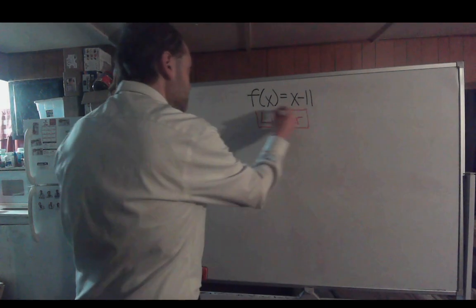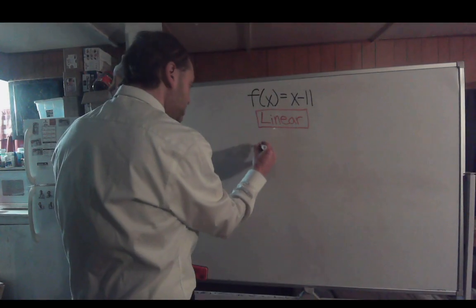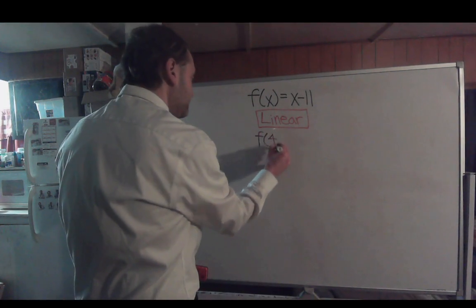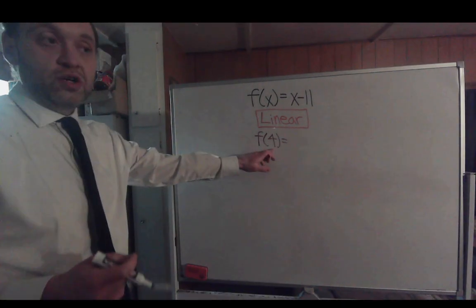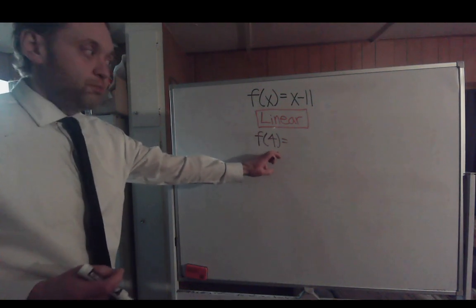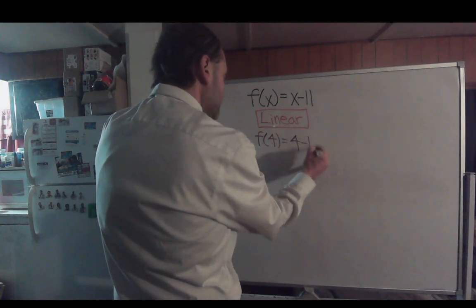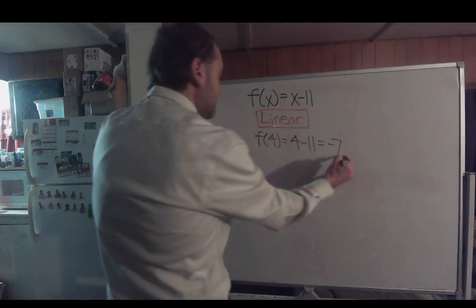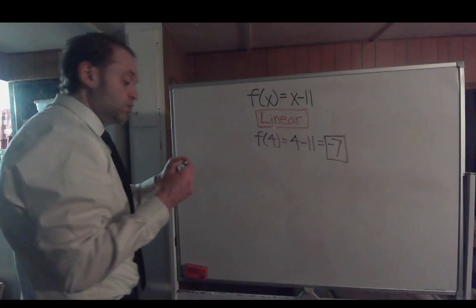Now what they would also like to know is, what is f of 4? So let's say we put in f of 4. Well, we should definitely know how to put in values into a function by now. This is why function notation is nice, because then you know what value you're putting in for x. So you just put that 4 in for x, you would get 4 minus 11, which would equal negative 7. So yes, f of 4 would give you negative 7.